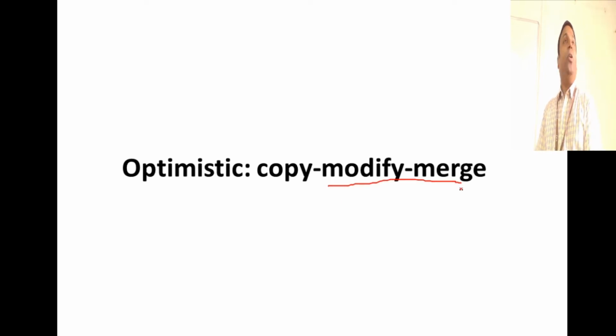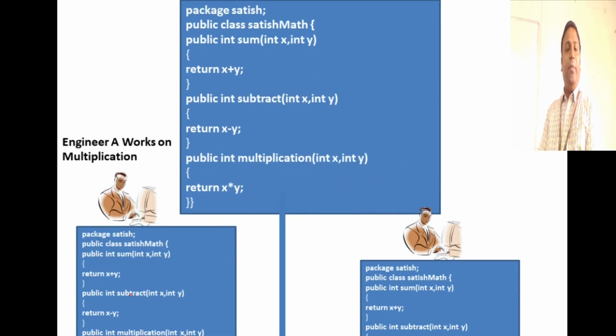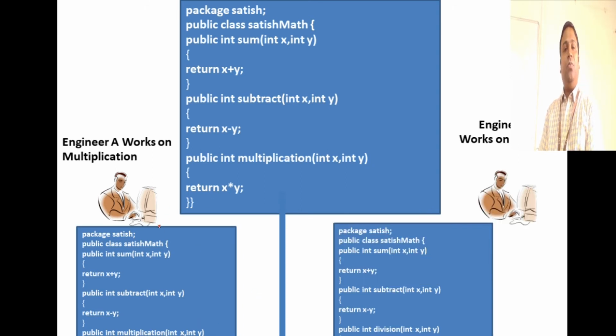So what the copy, modify, merge version control strategy says is, we'll allow them to check out. Both of them are checking out. They are working on the code. So engineer A makes the changes first, and engineer B also is making the changes, but engineer A moves the code first to the production server.